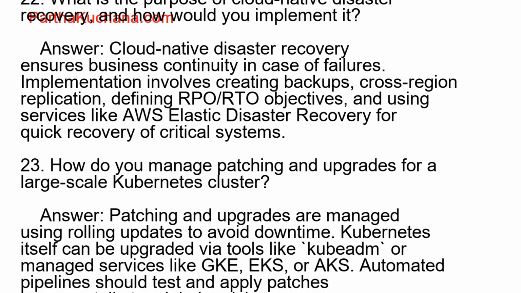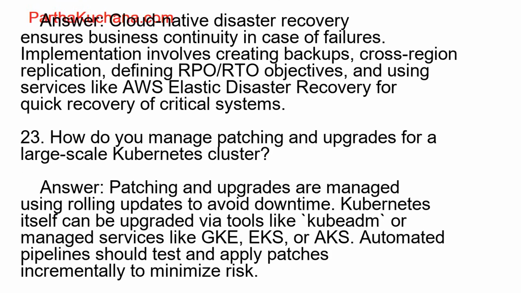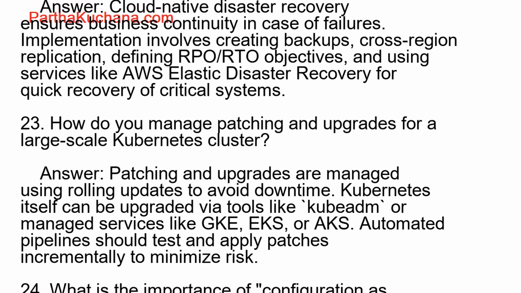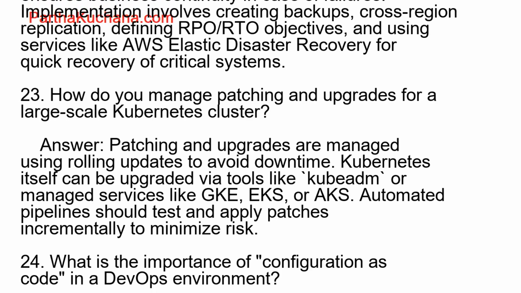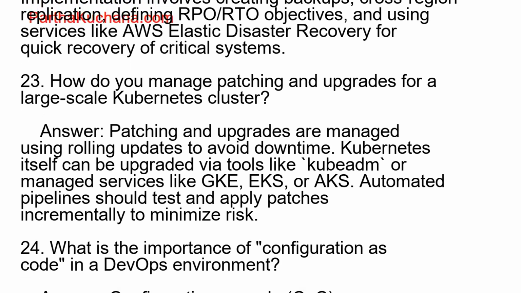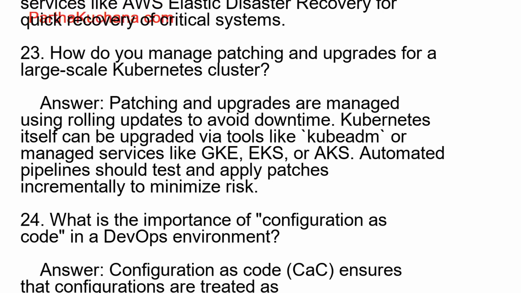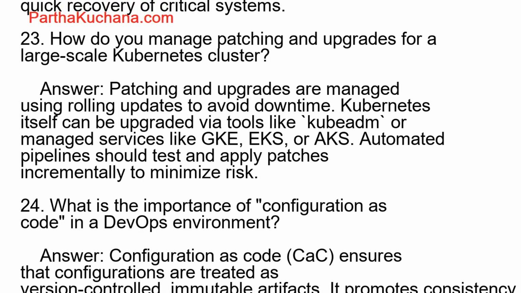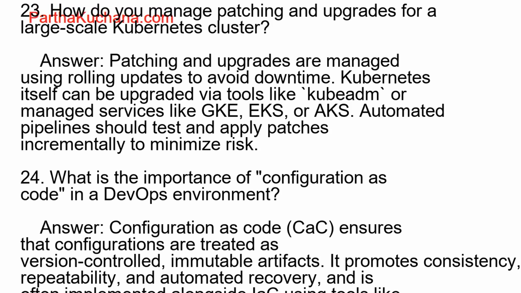24. What is the importance of configuration as code in a DevOps environment? Answer. Configuration as code, CaC, ensures that configurations are treated as version-controlled, immutable artifacts. It promotes consistency, repeatability, and automated recovery, and is often implemented alongside IaC using tools like Ansible, Chef, or Puppet.